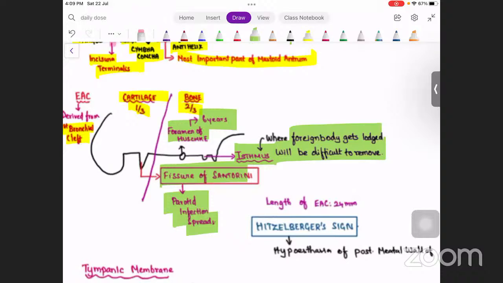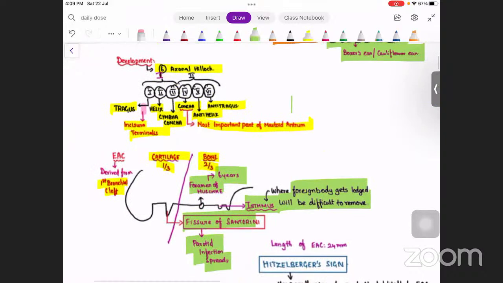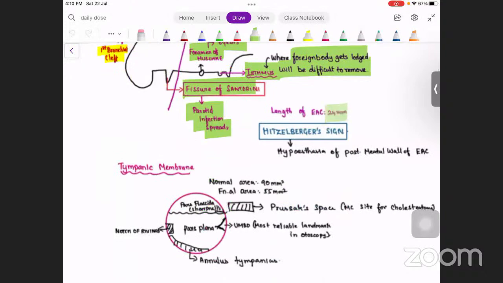So this is all about the pinna and external auditory canal. Speaking about the pinna, perichondritis and Pseudomonas, and the cartilage derives nutrients from the perichondrium. Stripping of the perichondrium gives boxer's ear or cauliflower ear. The external auditory canal is derived from the first branchial cleft. The outer one-third is cartilaginous, while the inner two-thirds is bony. The cartilaginous part contains the fissure of Santorini, while the bony part contains the foramen of Huschke and the isthmus. Whenever a foreign body gets lodged in the isthmus, it will be difficult to remove. The length of the external auditory canal is 24 mm. And we have Hitselberger sign, where you may see hypoesthesia of the posterior meatal wall of the external auditory canal.